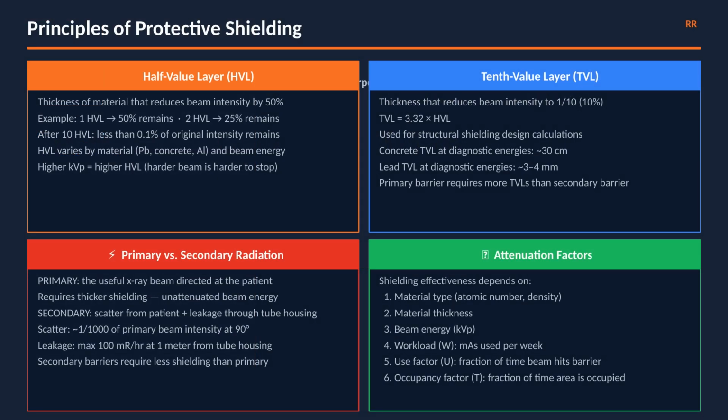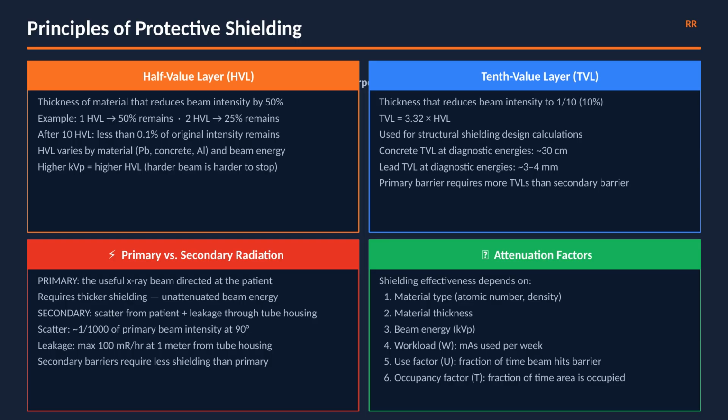12 minutes. 2 fundamental concepts that underlie all shielding design. The half-value layer, HVL, the thickness of a material that reduces beam intensity by exactly 50%. After 1 HVL, 50% of the beam remains. After 2 HVL, 25%. After 10 HVL, less than 0.1%. HVL depends on the material and beam energy.